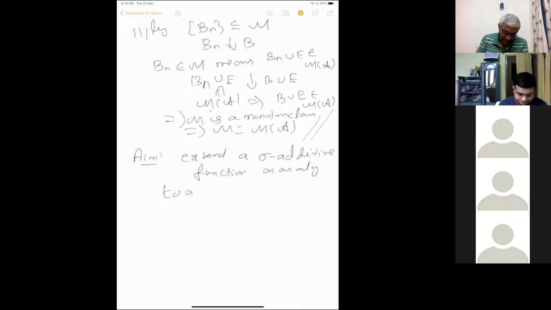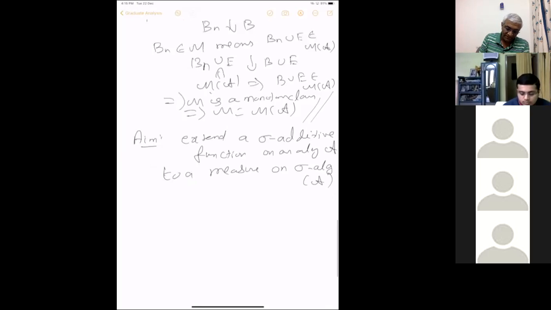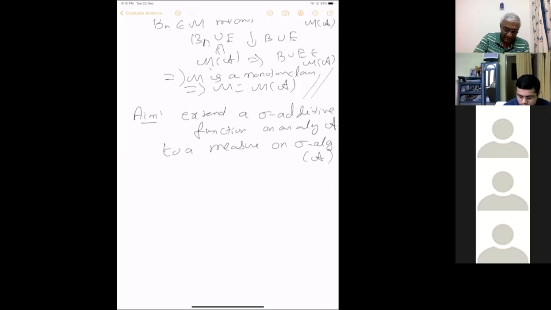to a measure on a sigma algebra. This is an algebra, let's call it A. Then we want to define the sigma algebra generated by A. So if we have a sigma additive function defined on an algebra, we want to extend it to a measure on the sigma algebra generated by A. Sigma additive means countably additive.